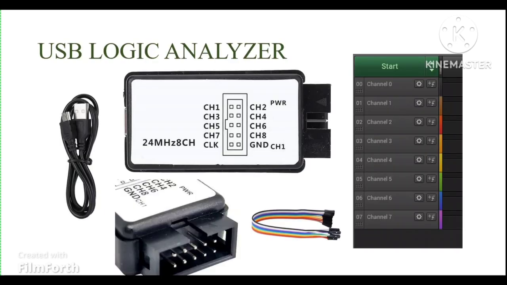So let me introduce you to the USB logic analyzer. On the hardware, it is showing 1, 3, 5, 7 or 1 2 3 4 5 6 7 8, and at the bottom clock and ground. These both are ground pins, and in the software it doesn't start with channel 1, it starts with channel 0. So please consider that channel 1 on the USB logic analyzer will be channel 0 in the software.